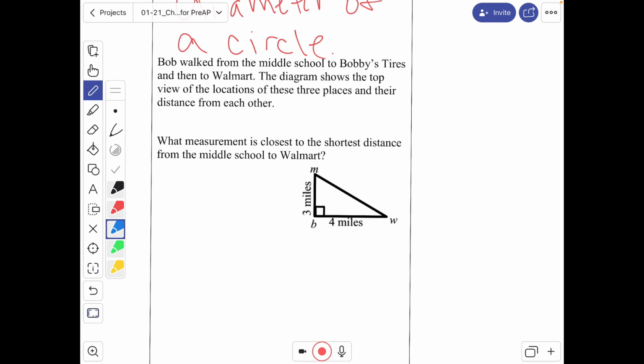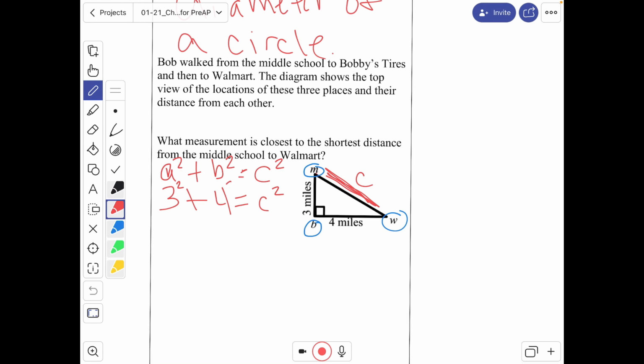Bob walked from the middle school to Bobby's Tires and then to Walmart. The diagram shows the top view of the location of these 3 places and their distance from each other. So I'm going to guess M is supposed to be middle school, B would be Bobby's Tires, and W would be Walmart. What measurement is closest to the shortest distance from the middle school to Walmart? So they're asking for what would be that distance. The shortest distance is a straight line. So he went 3 miles plus 4 miles, and we want to know this one. That would be that A squared plus B squared equals C squared. So that's my C.